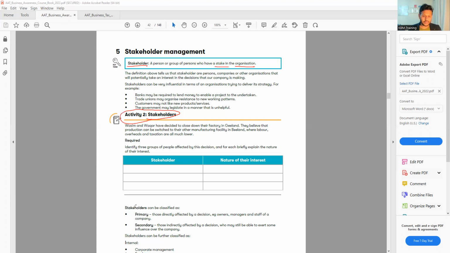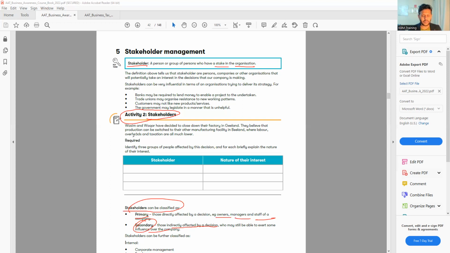Now we have two more things. Stakeholders can be classified as primary. Primary are those directly affected by the decision, for example, the owner, manager, and staff. A secondary stakeholder can be indirectly affected by the decision. For example, we say the customers, so they might have an impact, but they may still be able to exert some influence over the company.